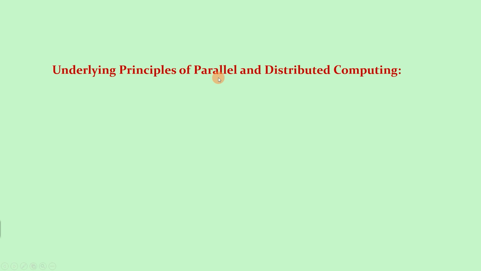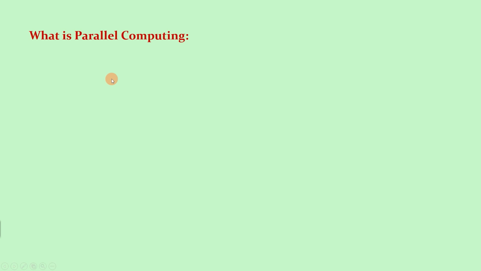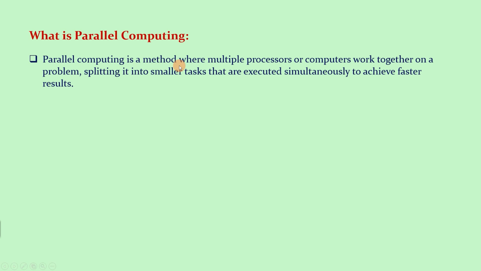Now let's start with our topic, underlying principle of parallel and distributed computing. Parallel and distributed computing are powerful concepts in the world of computer science that enable computers to work together efficiently to solve complex problems. Now what is parallel computing? Parallel computing is a method where multiple processors or computers work together on a problem, splitting it into smaller tasks that are executed simultaneously to achieve faster results.